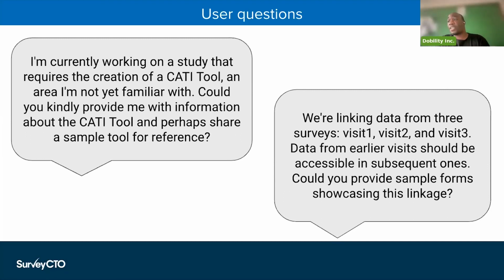We also get questions like, we are linking data from 3 surveys, visit 1, visit 2, and visit 3. Data from earlier visits should be accessible in subsequent ones. Can you show us or provide us a way of linking this visit information? So what the hub does is it provides easy responses to these. A person can go into the hub, install a workflow, and test these out.